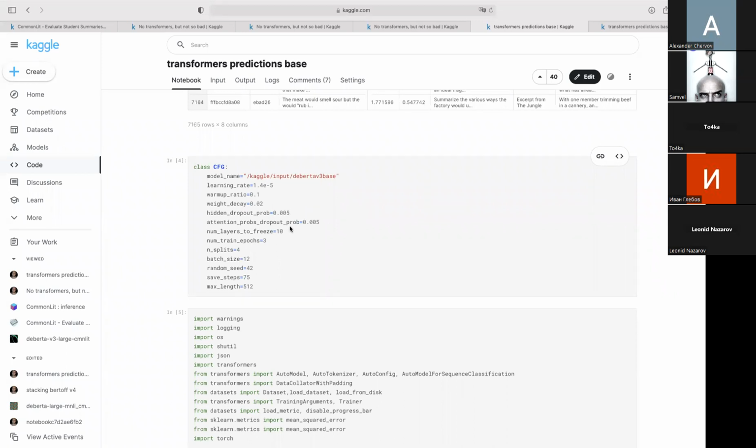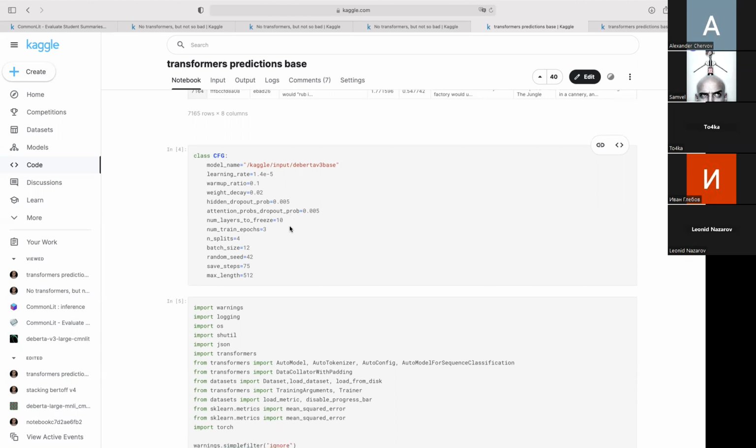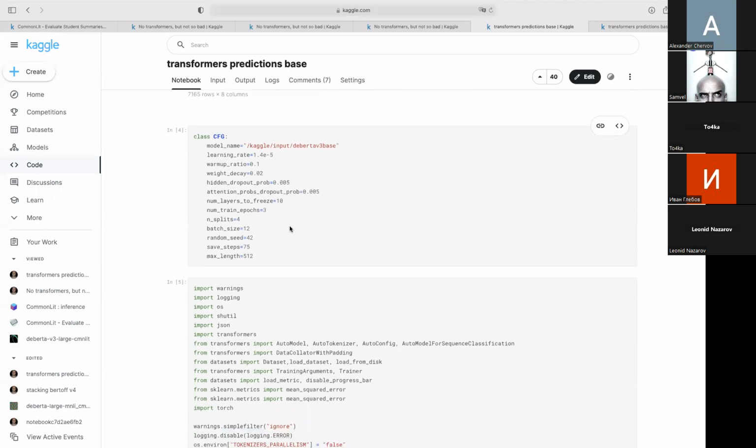And of course, this notebook, this code has pluses and minuses. My notebook also includes training and inference. And if you use this notebook, you can get pre-trained, I'm sorry, fine-tuned models for this task. And also you will get a score on the public leaderboard.